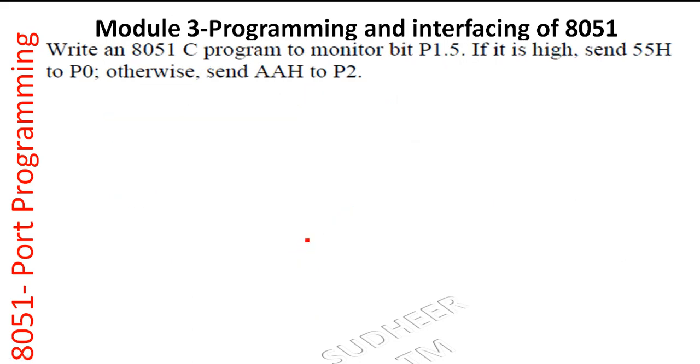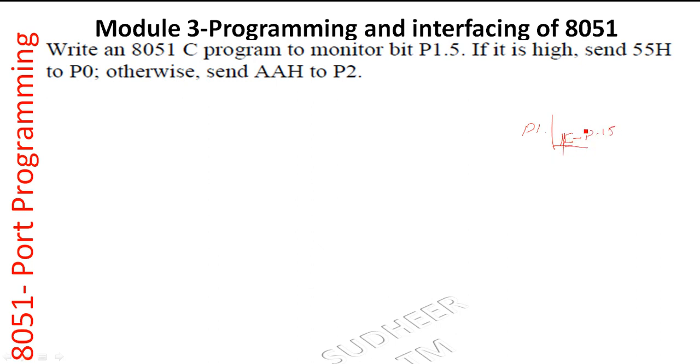Write an 8051 C program to monitor bit P1.5. If it is high, send 55 to P0. Otherwise, send AA to P2. Okay, so the question is very clear. We need to write the program. We need to monitor P1.5, so port 1's fifth line, P1.5, we need to check.